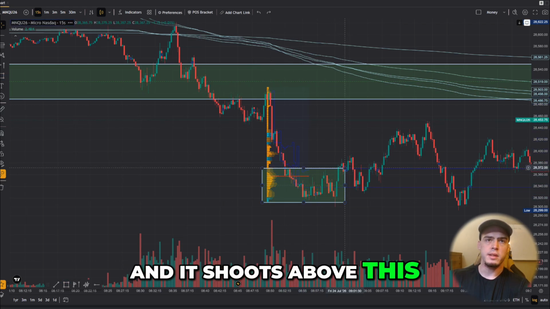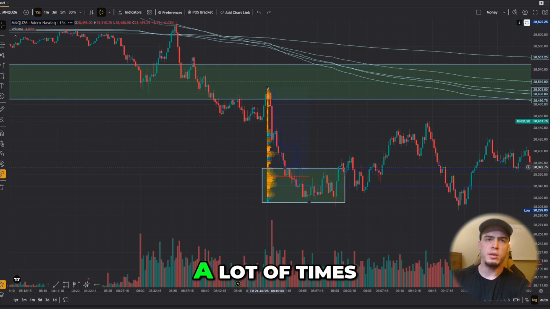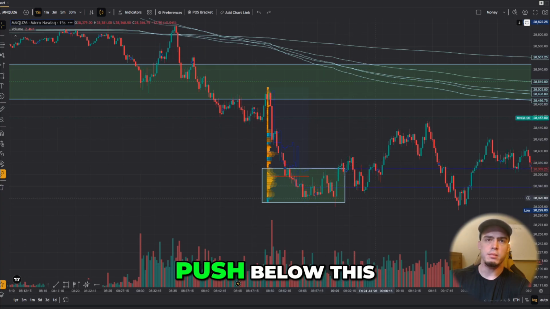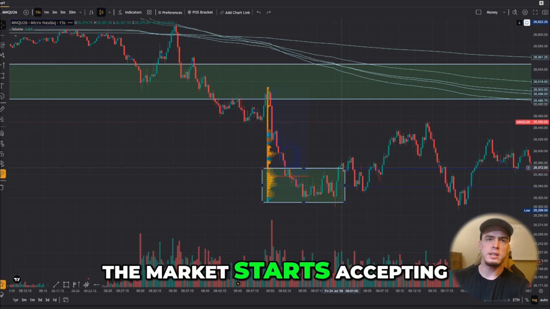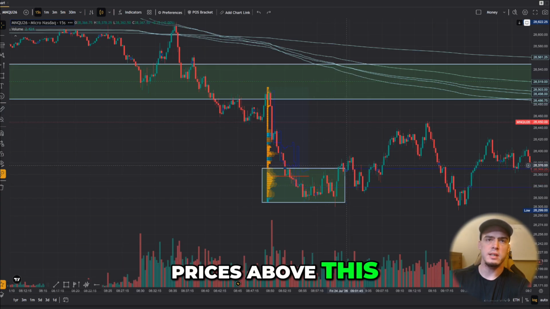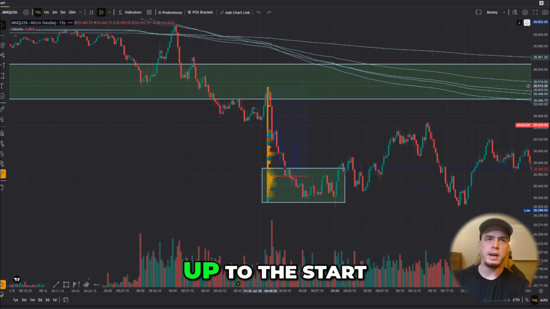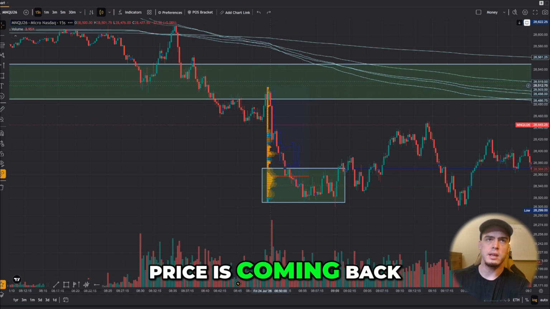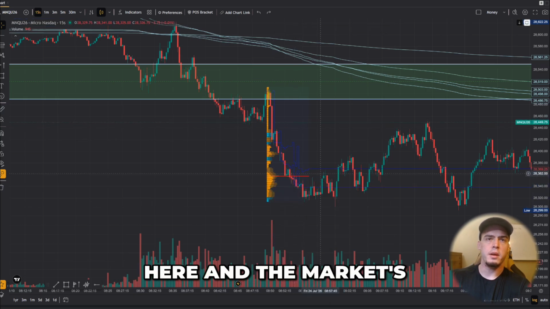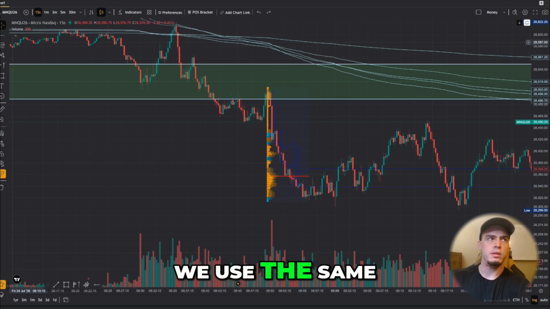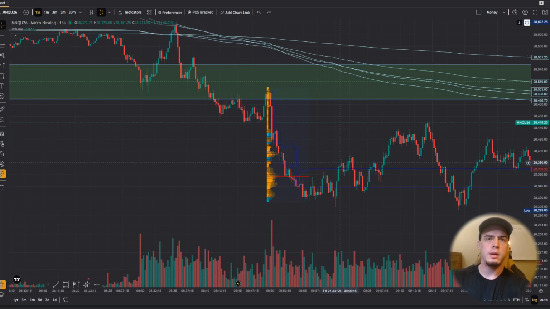and it shoots above this. Like I said earlier in the video, a lot of times we'll get a push above this and a push below this, but we can kind of assume that if the market starts accepting prices above this, we're likely to get a move back up to the start of the impulse and even through it. And you can see the little line here, price is coming back up there actually. So if we're trading a shorter term time frame here and the market's starting to come up above this, we use the same basic principles: time, volume, and trend.